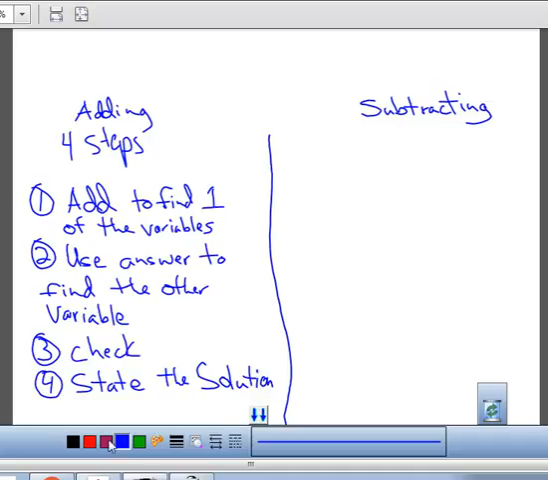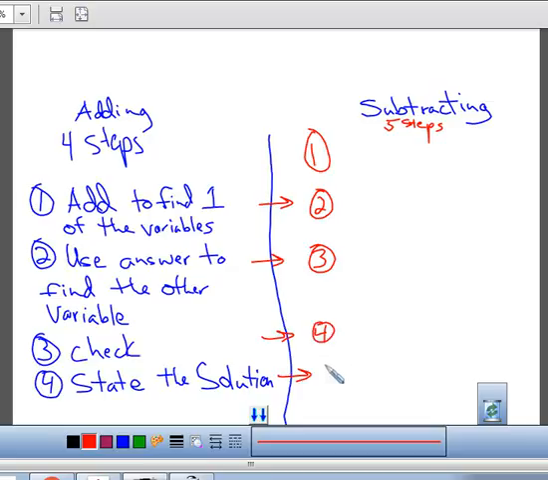Now, when we do subtraction, basically it's the same 4 steps. But there's a step 1 that's different. So for subtracting, there's going to be 5 steps. Each of these becomes bumped up because we have a different first step. And that different first step is to multiply or distribute a negative 1.